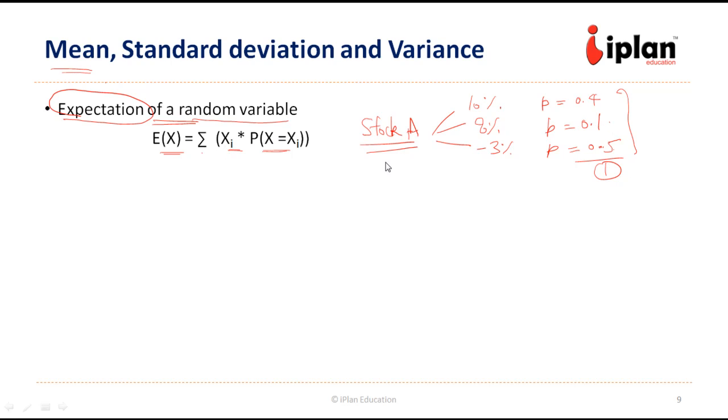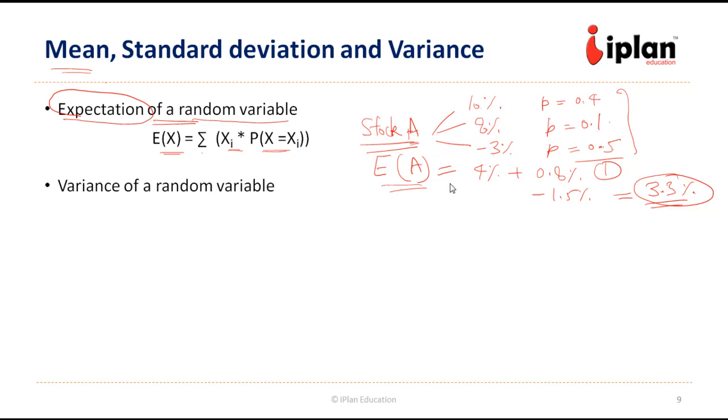So all we need to do is just multiply these numbers and add them up in order to find out the expectation of return of stock A. So what is the expectation? 10% into 0.4, that is 4%, plus 8% into 0.1, that is 0.8%, minus 3 into 0.5, so that is minus 1.5%. If we sum this up, we get 3.3%. So this is the expectation, or in other words, we can say this is the mean return which is expected from this random variable.